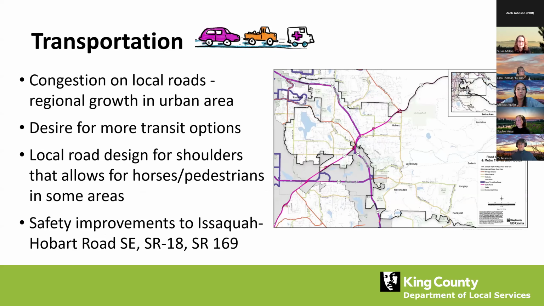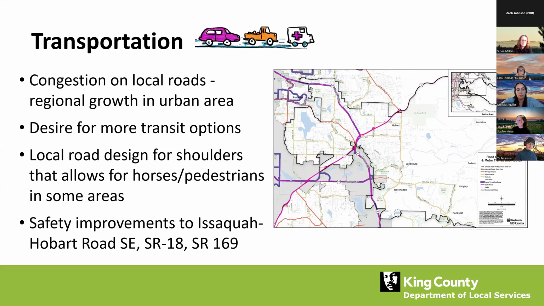Next slide, please. In terms of transportation, there are 155 miles of road in the sub area. There is limited public transportation. There's a DART Route 907 along Highway 169 between Black Diamond and Renton, I believe. And I think there's a 168 bus route also. But there is a desire for more transit options.